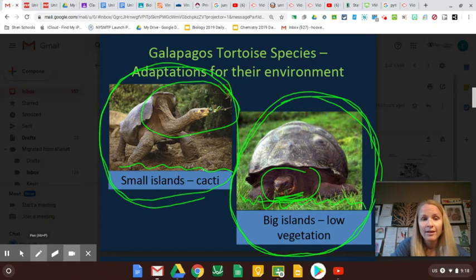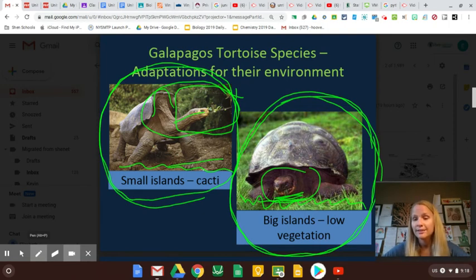They have this long neck. They also have this, I think it's called a saddleback shell or saddle shell, that allows them to reach up. So why do they have that kind of special shell and special neck? So they can eat this high vegetation because there's nothing on the ground.